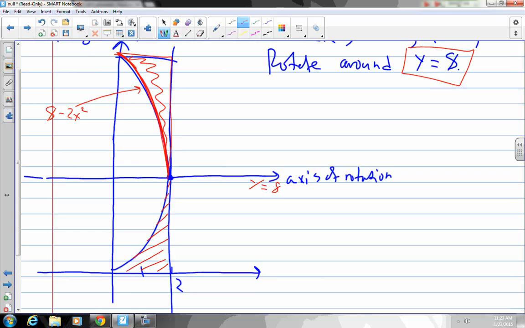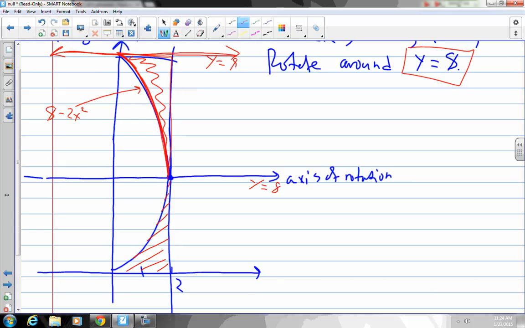Do you see that? And so what are we bounded by? We're bounded by this line. What is this line with respect to the newly discovered x-axis? y equals 8, right? So 8 is my outer radius, and 8 minus 2x squared is my inner radius, right? So I'll just set it up like that.